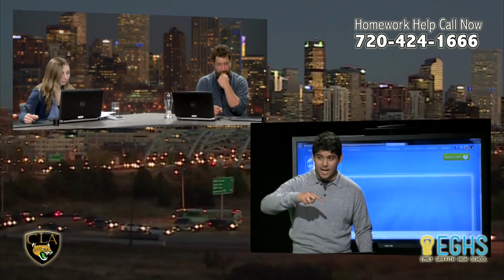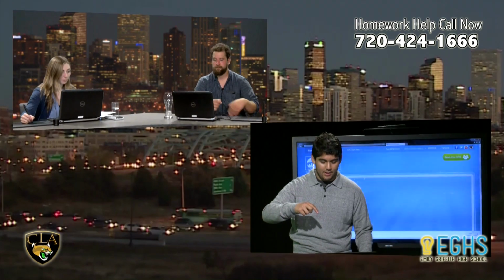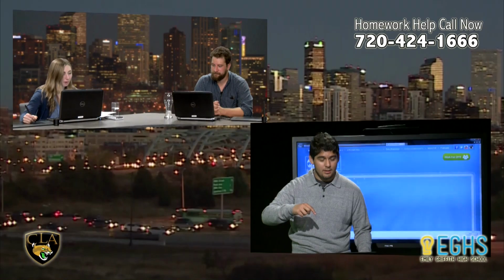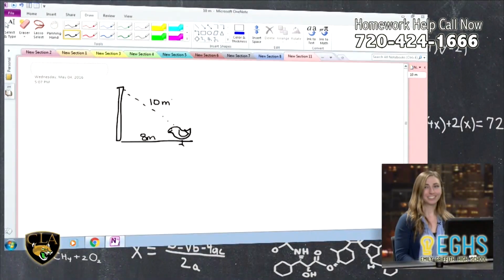Okay, so he's sitting at the end, and he's 8 meters away. Okay. And he flies 10 meters to reach the top. Oh, so he flies directly to the top. Yeah. I kind of know what kind of problem this is. How tall is the telephone pole? Okay, I could do this. So this is normally a Nathan problem, but I can do it just as well.